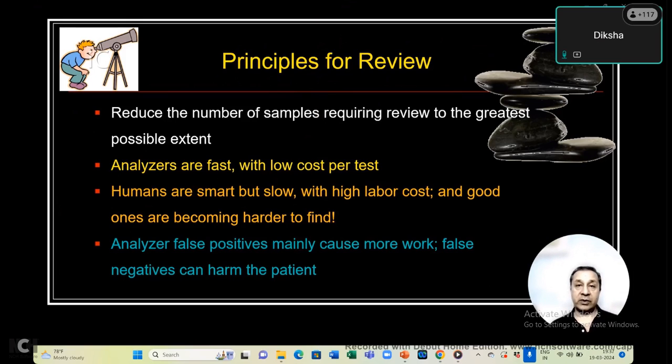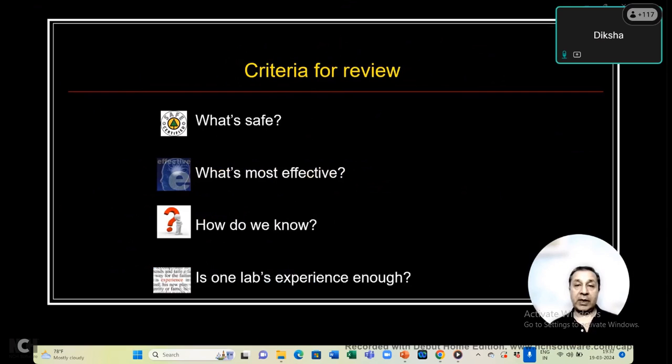Therefore, for a typical review of a slide, we need to keep in mind the safety of the patient, what is very safe for the patient, what is most effective, ensuring that we're not unnecessarily having too many false positives. How do we know? By ensuring that we are validating and experiencing within the lab. Is that enough, or maybe we should have some references to it as well?